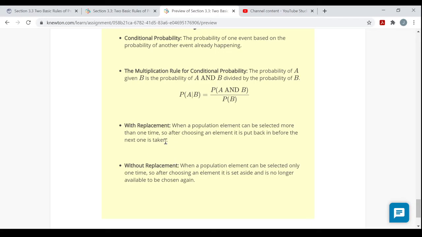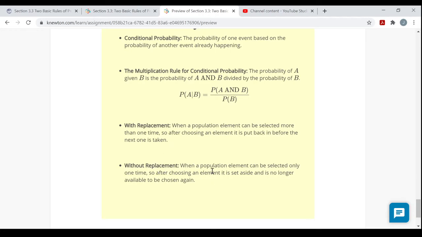The words with replacement and without replacement. When you see with replacement, that means a population element can be selected more than one time. After choosing an element, it is put back before the next one is taken. So if I have a deck of 52 cards, and I say I'm selecting them with replacement, that means when I pick a card, I look at it, I write it down, and then I put it back. So there are still 52 cards in the deck to pull from.